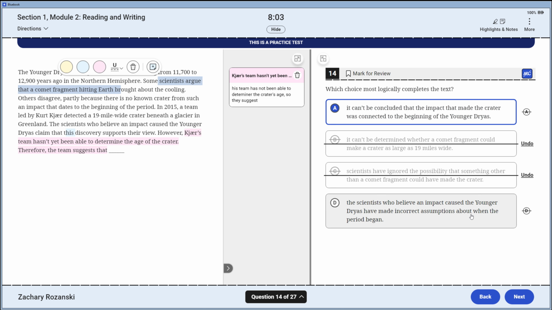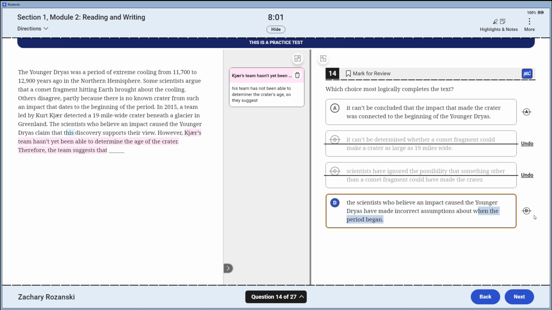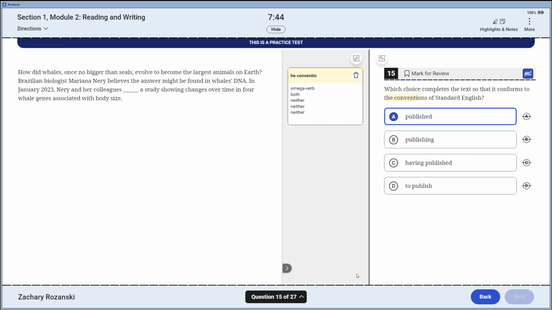Who believe an impact causing it made an assumption about when the period began. No, they know when the period began. It's just what caused it. So this is wrong. It can't be concluded that the impact is what made it. So they don't know the age of the crater, so they can't connect it to that 12 to 13 range until they have that answer. A is absolutely it, and that is our last one.